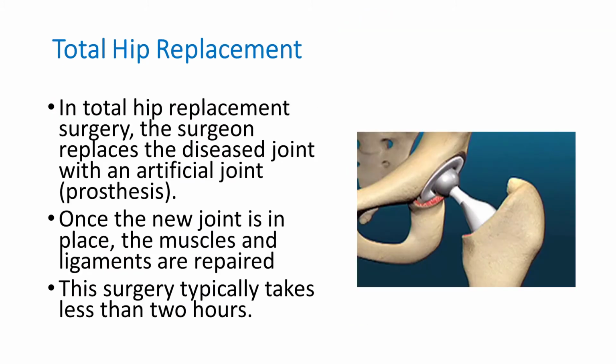In total hip replacement surgery, the surgeon replaces the diseased joint with an artificial joint, the prosthesis. Once the new joint is in place, the muscles and ligaments are repaired. This surgery typically takes less than 2 hours. Let's watch a quick video about hip replacement surgery.